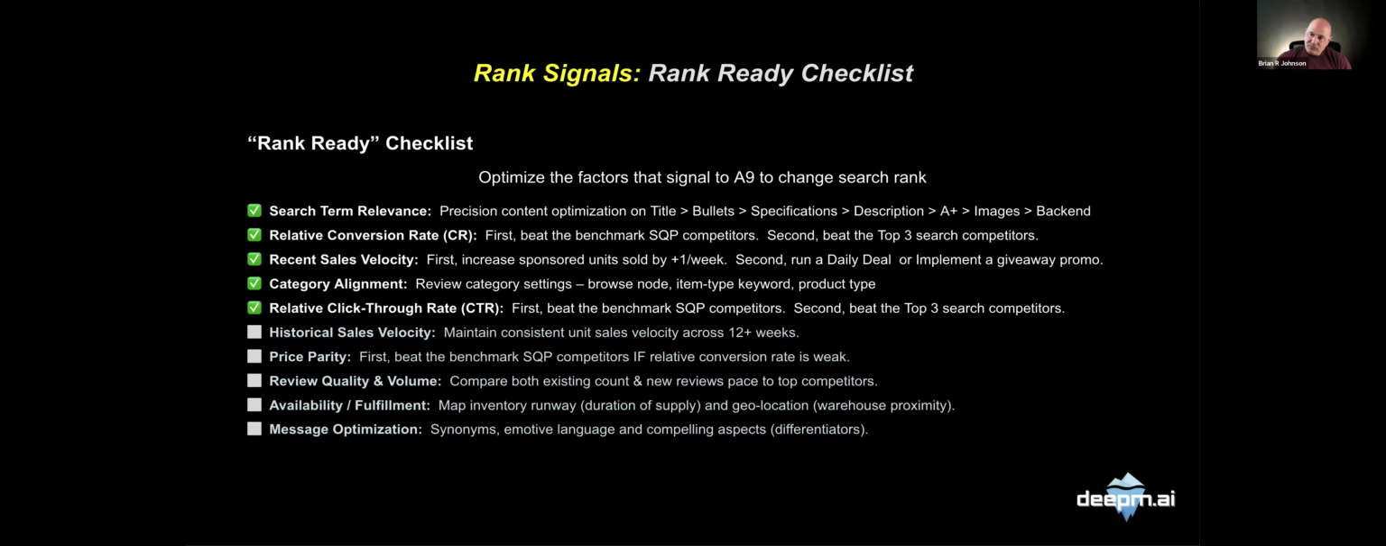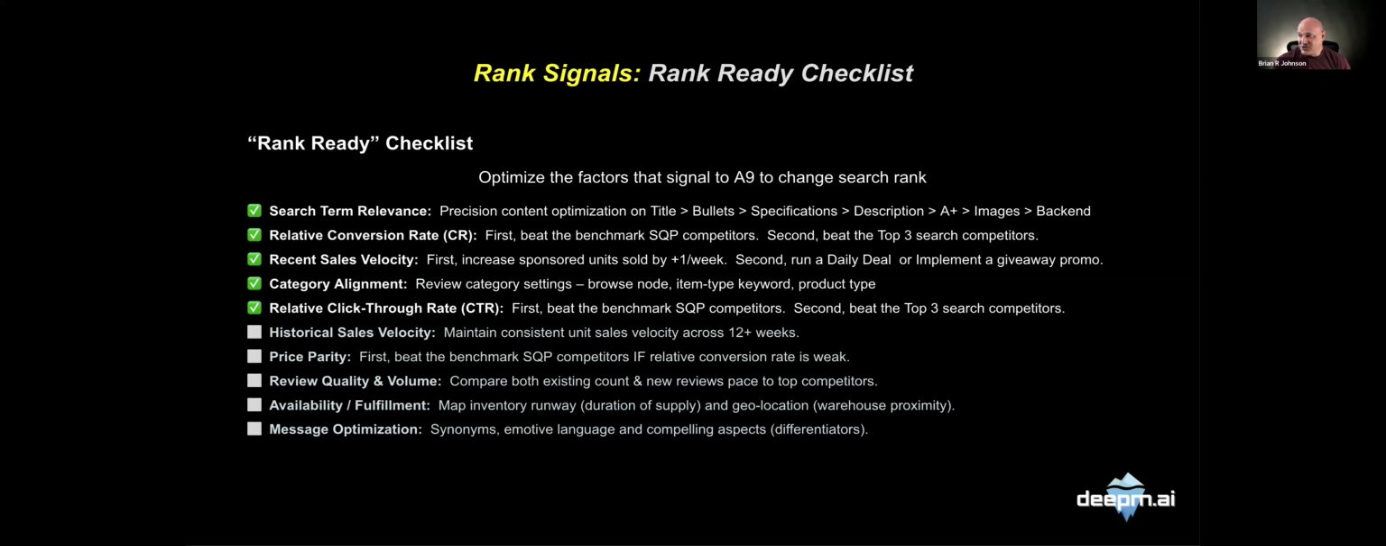Availability and fulfillment. Hard to assess, but you've probably heard things like geolocation and your inventory runway. In other words, do I have enough inventory in FBA that will get me through the holidays or the next 3 months or whatever? Definitely when you're ranking higher and moving more velocity, that's something to pay attention to. If you've got 20 units left of something, you probably don't want to push the organic rank optimization on it because you will run out of stock. We see that quite a bit.